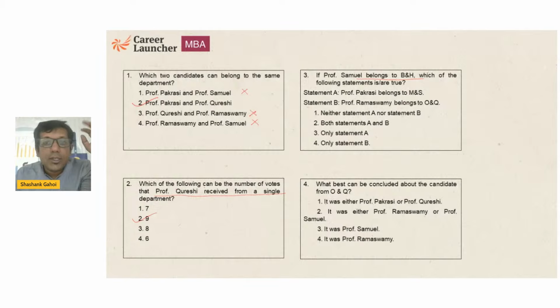अगला क्वेश्चन, अगर सैमुअल बी एंड एच को बिलोंग कर रहा है, ठीक है, अब अगर सैमुअल बी एंड एच को बिलोंग कर रहा है, सो पी तो एमएनएस का ही है, ये स्टेटमेंट तो ट्रू है, ठीक है। अगर एस बी एन एच का है, सो जो आर होगा वो ओएनक्यू का हो जाएगा, तो इसका मतलब सेकेंड स्टेटमेंट भी ट्रू होना चाहिए। सो स्टेटमेंट 1, स्टेटमेंट 2 बोथ आर ट्रू, ठीक है। Which of the following best can be concluded about the candidate from ONQ, P और Q तो MNS के हैं, ONQ का बंदा या तो R होगा या S होगा, that is option 2, got the answer, right?